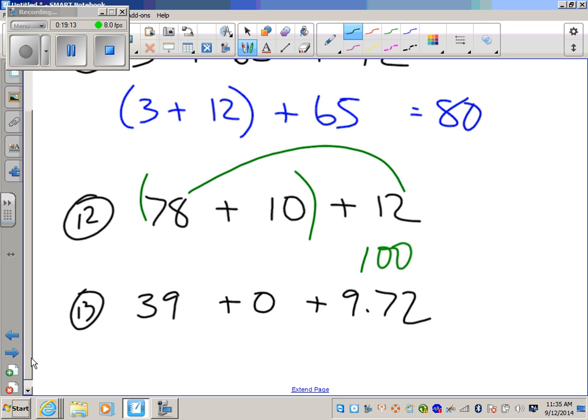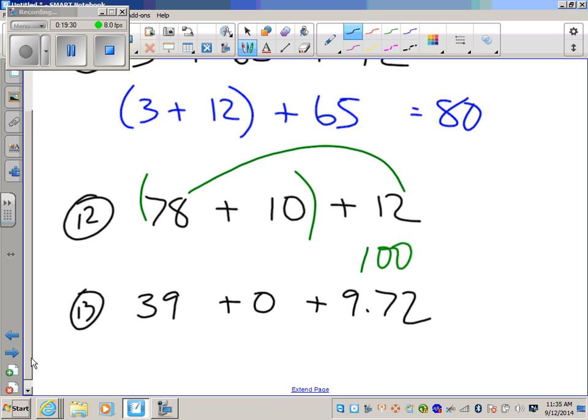What stands out in this one that's different than what we've been doing? Josiah? Oh, the decimal stands out to you. Okay. Fred? 0. So we got two things that stand out. We got the decimal and the 0.